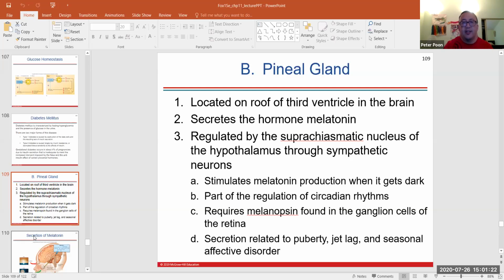The pineal gland is controlled by the hypothalamus and secretes the hormone melatonin. Its secretion is related to puberty, jet lag, and seasonal affective disorder. Let's just talk about jet lag. Your melatonin production is stimulated when it gets dark, as part of your circadian rhythm. So if you fly to a different part of the country, or not even the country, but the world, your secretion will be off until it resets by the hypothalamus.